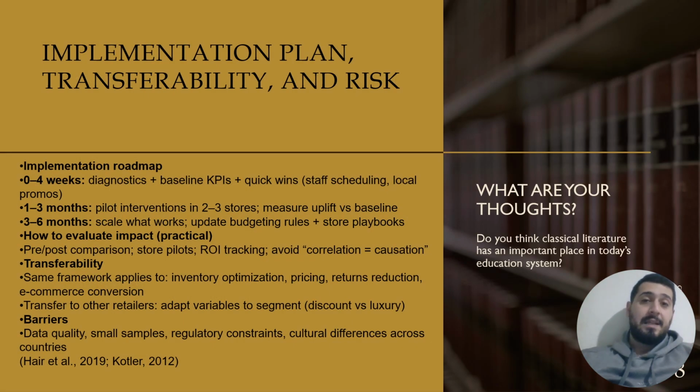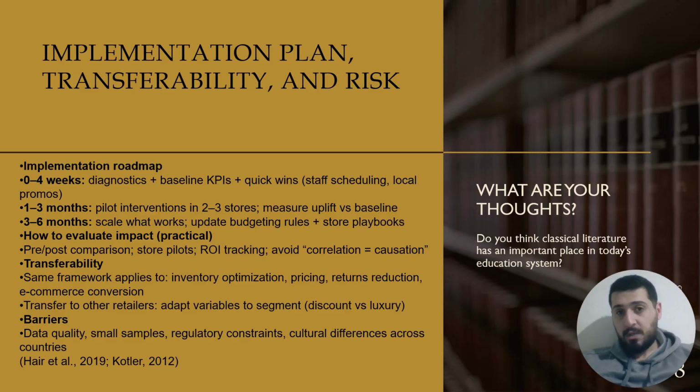To make the solution real, I translate it into an implementation roadmap with evaluation built in. In the first month, the company should finalize diagnostics, establish baseline KPIs, and implement quick wins such as improved staff scheduling aligned to demand and local promotional adjustment. In months 1 to 3, the company should run controlled pilots in a small number of stores, ideally selecting one urban, one suburban, and one rural store to test interventions and measure uplift against baseline performance.